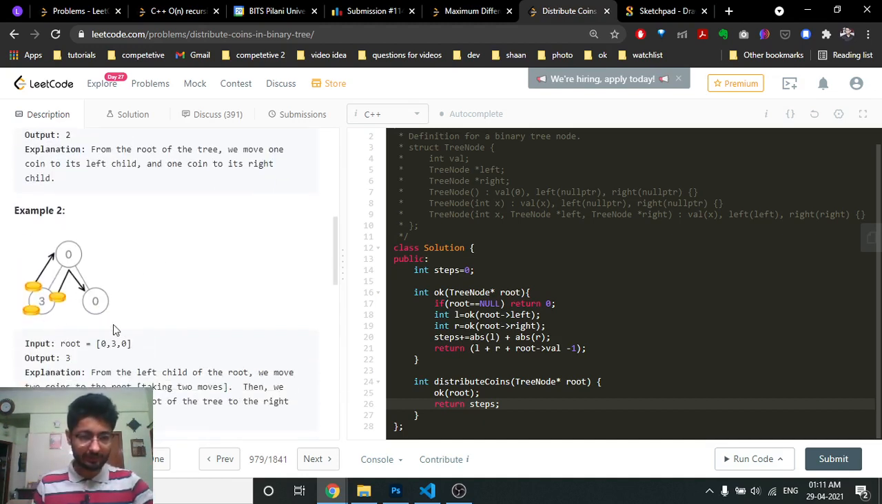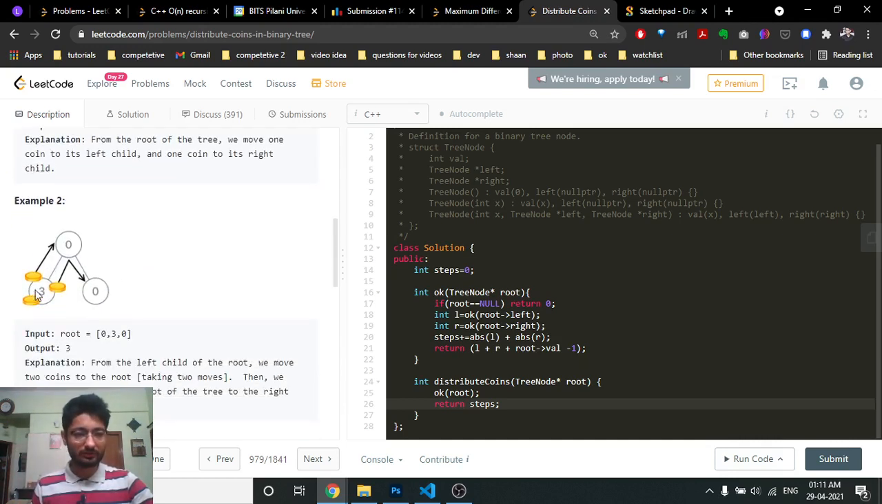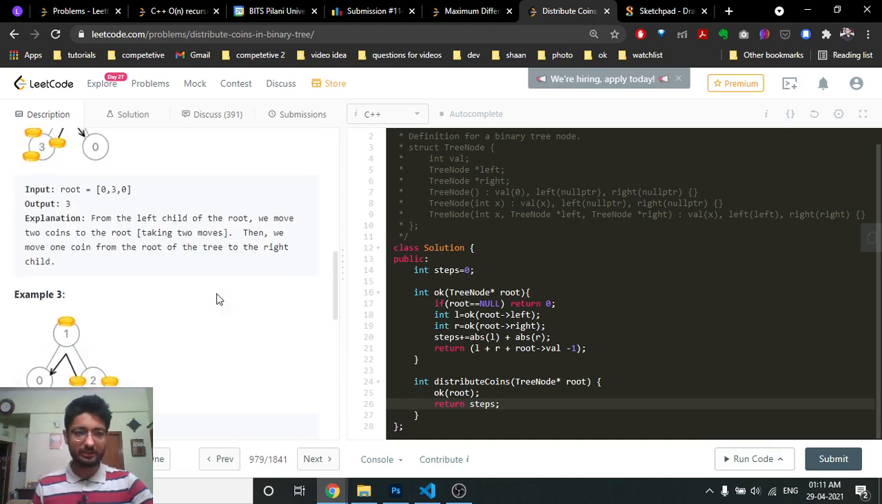Like you can move around like this and so on. In one move you can move one coin to any of the adjacent nodes. Because there are 3 coins here, you can move 1 coin here in one move, then another coin can move in this manner. So 3 moves are required.